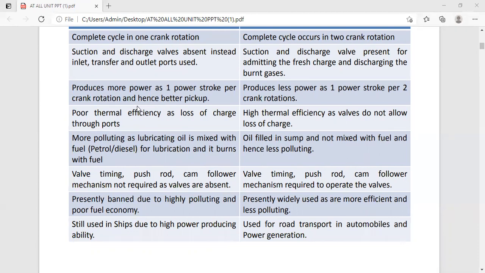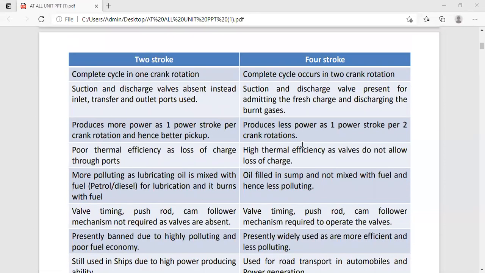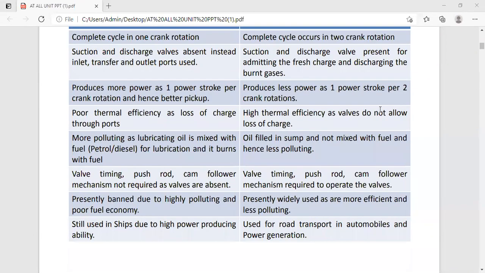And still the two-stroke engines we are using in the ships, which have high power ability, but four-stroke we are using nowadays everywhere in transport, in the automobiles and in power generation. So road transport in the automobile and power generation are the best examples of the four-stroke engine. So this is the classification of two-stroke and four-stroke.